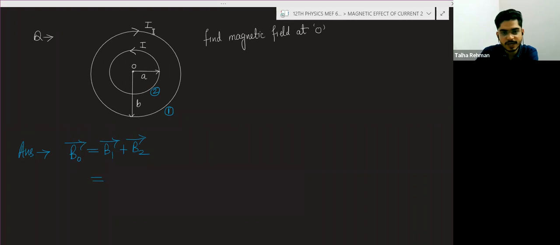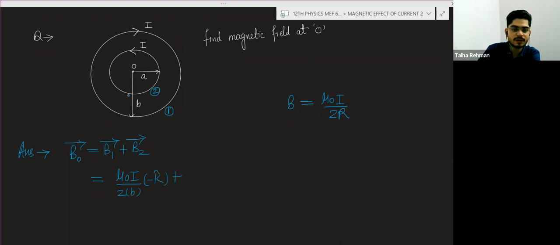See now again, coil number first, we will use the formula for the magnetic field, mu naught I divided by 2R. This formula we will use. When you apply this formula for this coil, you will write mu naught I, the current being I, divided by 2, and what is the radius of this first, bigger coil? Here you will write B, and for the direction you will use minus K cap.